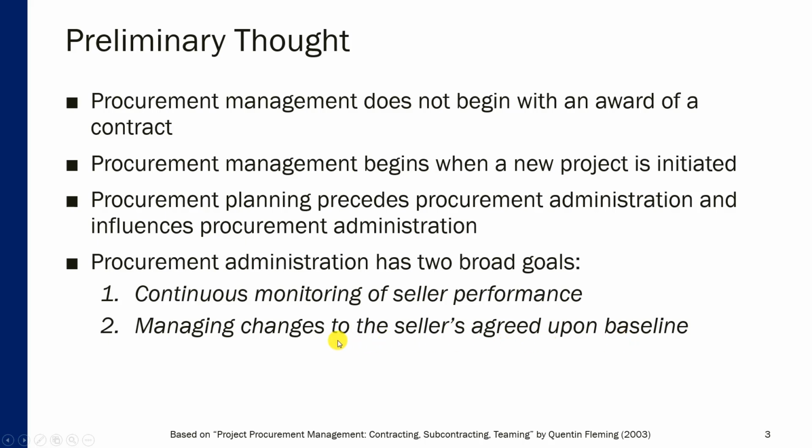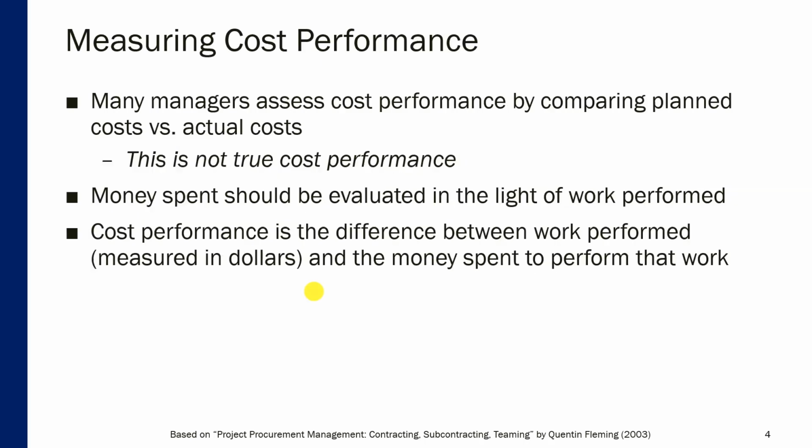For most projects, changes, at least minor ones, to the agreed upon baseline that is clearly outlined in the contract are inevitable, and the question becomes how to deal with those changes, how to process them in a way that does not compromise the overall integrity of the project and at the same time is fair to the seller, because it is the buyer's responsibility to specify what needs to be delivered. So those are some of the preliminary thoughts in relation to procurement administration.